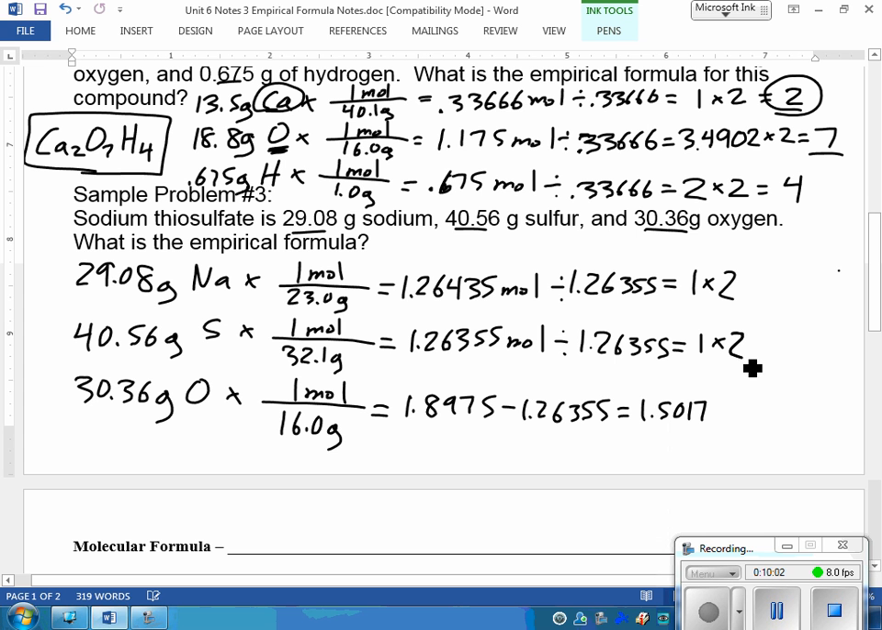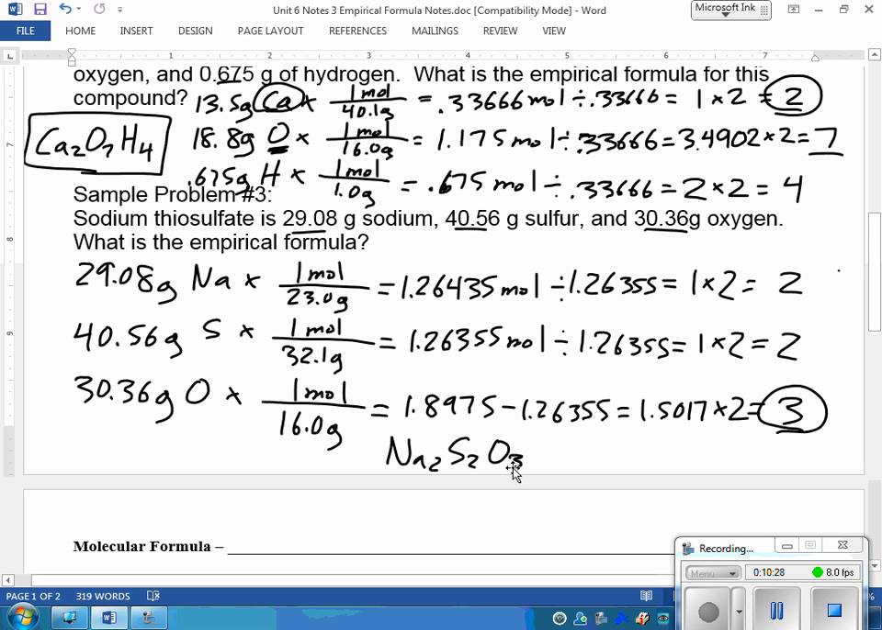So if we multiply everything by 2, then we get 2, 2, and our 1.5 becomes 3, and now we can write our formula, right? Sodium comes first, and we know there's 2 of them. Sulfur comes second in the problem, and there's 2 of them. And our oxygen is listed last in the problem, and there are 3 of them. And that is your empirical formula notes. Hope that makes sense.